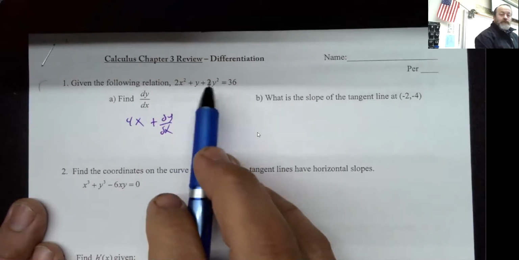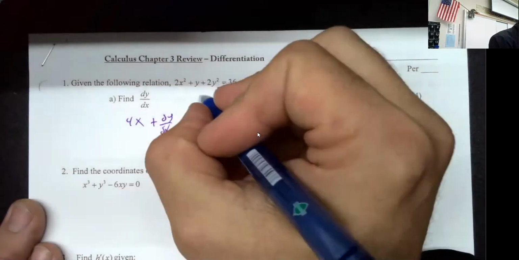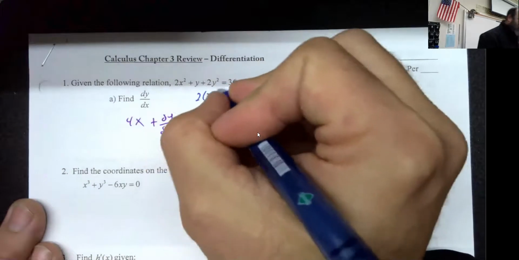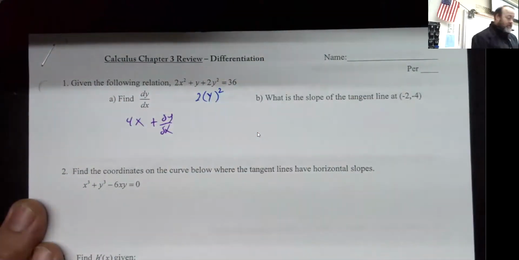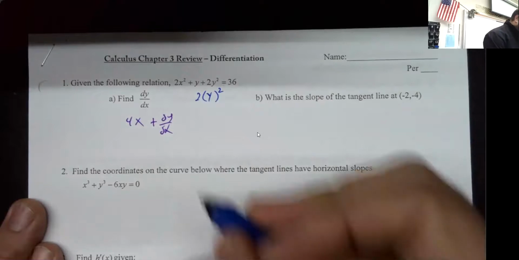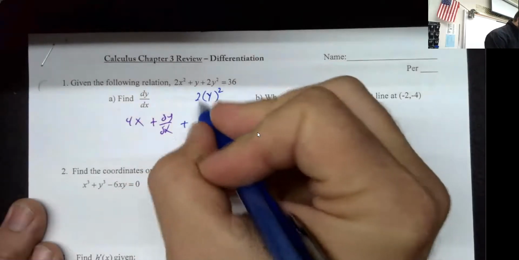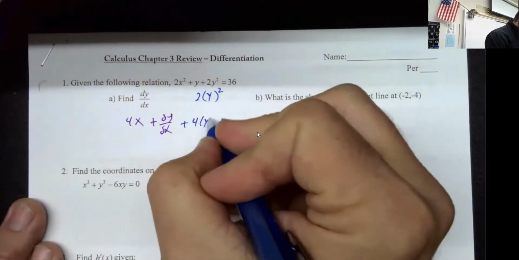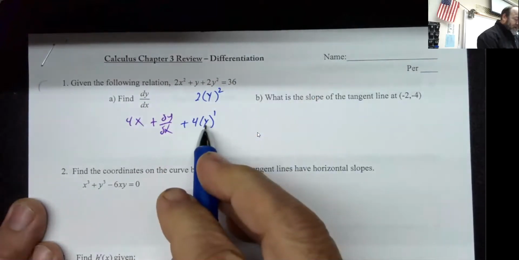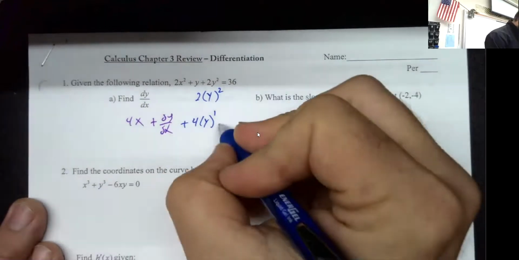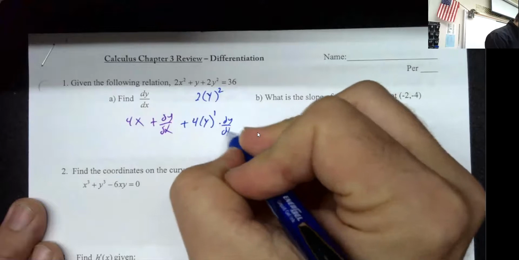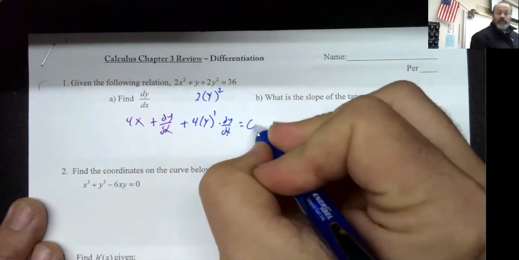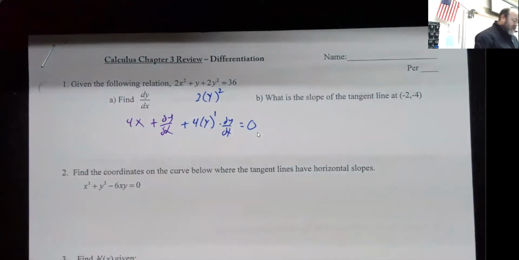Now, this is the one place where sometimes people get into a little bit of trouble. You want to think about this as 2 times something squared. And so when you take the derivative, you go ahead and take the 2 times that, which would be 4y to the first, but then chain rule says multiply that by the derivative of what's inside, of course, dy dx. And the derivative of 36 is no big deal. That would be 0.